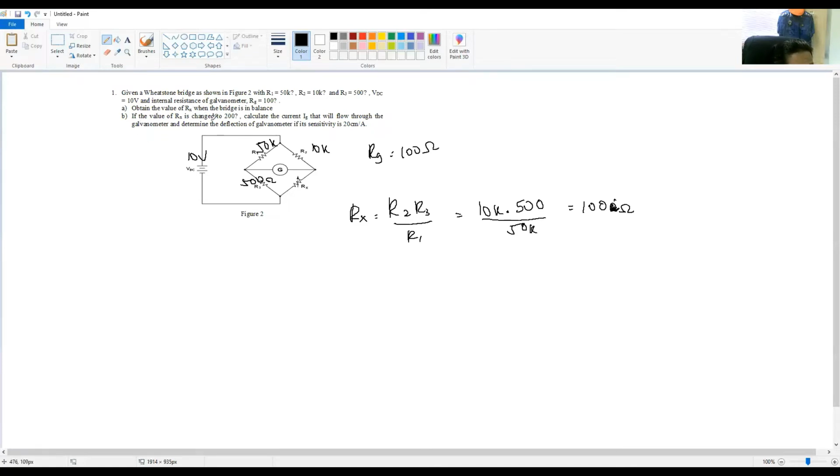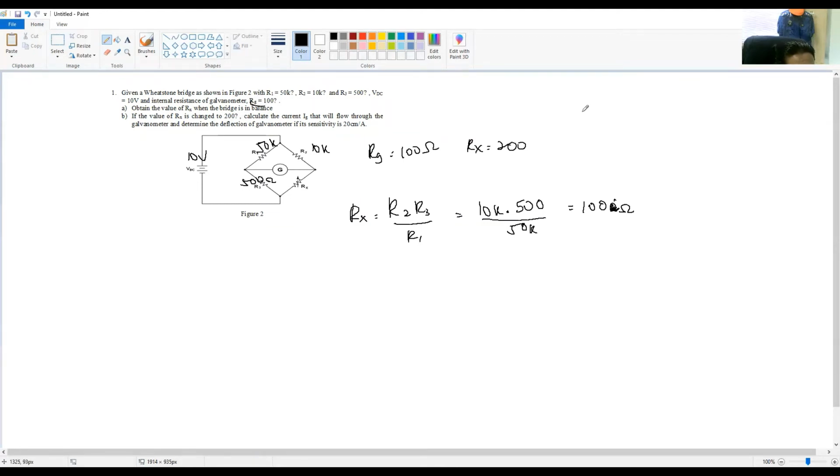If the value of Rx changes to 200, so this R4 will be changed to 200, calculate the current Ig that will flow through the galvanometer and determine the deflection of the galvanometer if its sensitivity is 2 cm per ampere. This is similar to question 2b, but this one we have the Rg, which is already given.